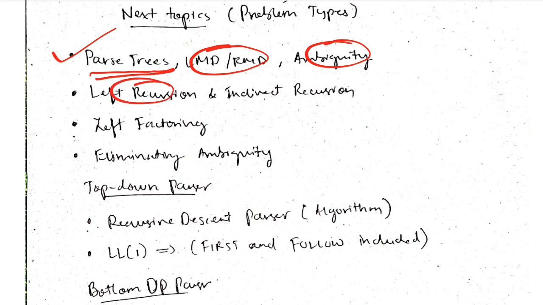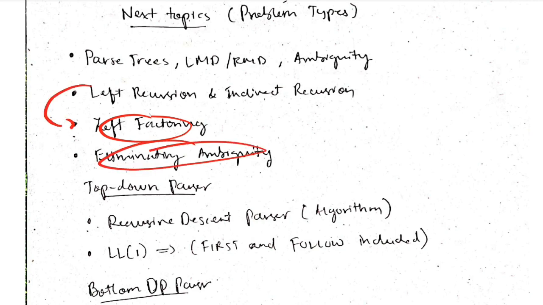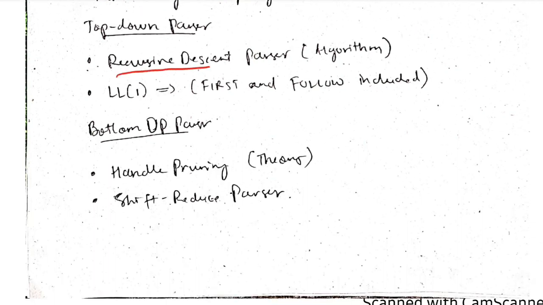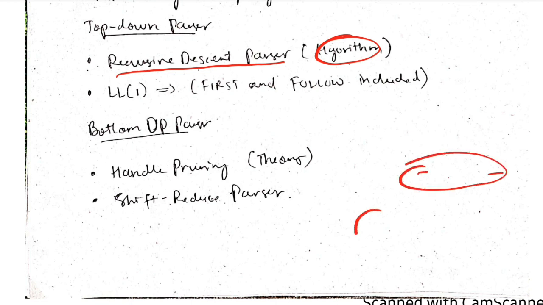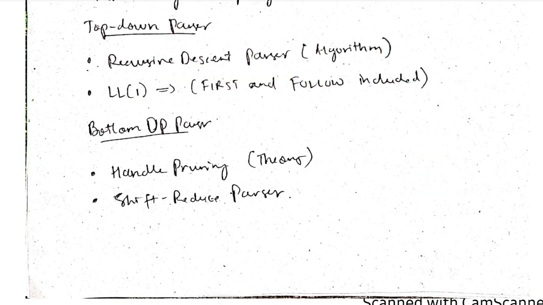Okay, left recursion and indirect recursion, it's one and the same, just a slight difference is there. And left factoring is the next step after left recursion. Then eliminating ambiguity, what you have to do to eliminate ambiguity, that's the next topic. After that, you need to know the top down parser. In that we have the recursive descent parser, this is the algorithm, and for the specific problem input they give, you have to write the specific algorithm for it. Then we have LL(1), in which first and follow is included. So you need to learn what first and follow are, then you will be able to do LL(1).